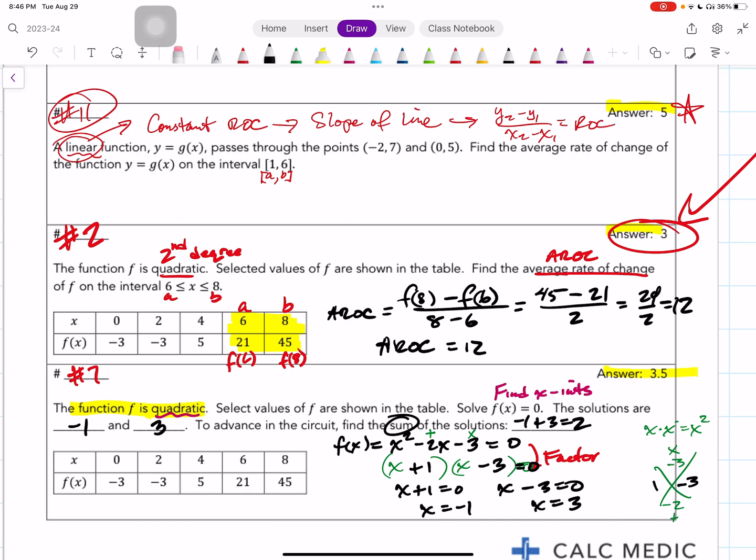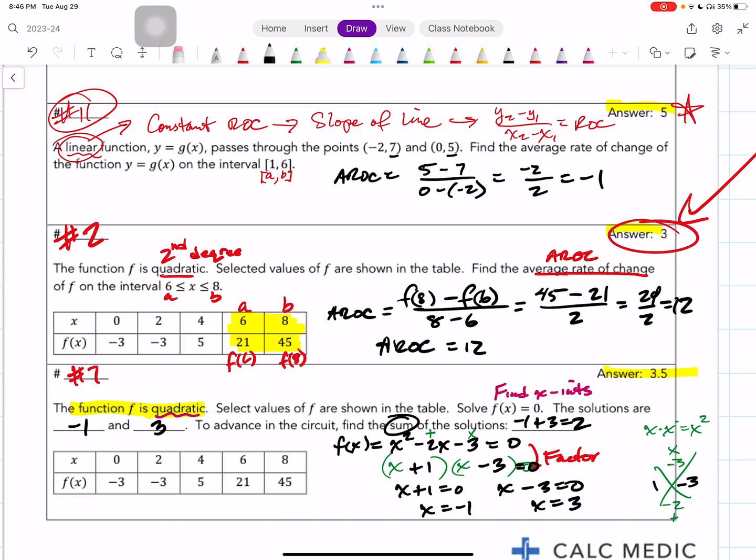Because the slope between these 2 points has to stay constant, it must be the same as the slope on the interval from 1 to 6. So all we have to do to find the average rate of change is to figure out the slope between these 2 points. So let's take a look at the y values first, and that's 5 minus 7. So 5 minus 7 divided by 0 minus negative 2. Okay, you get negative 2 divided by 2, or negative 1. Okay, and there's your average rate of change.